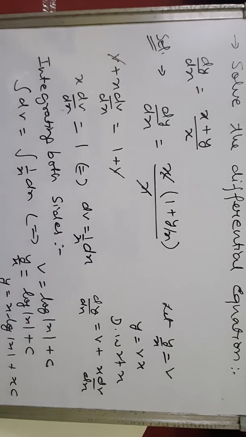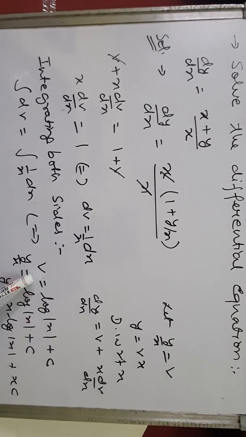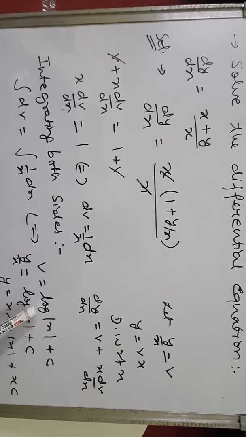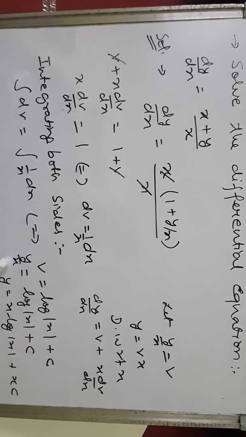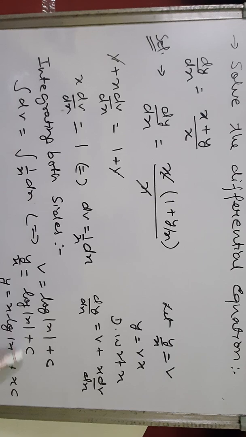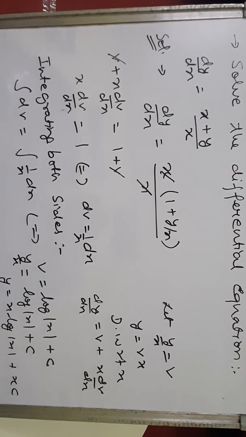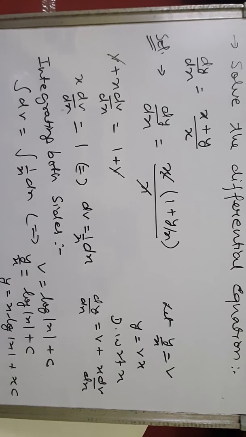So when we integrate 1 with respect to v, we'll get v equals log|x| + c. So when we substitute the value of v, that is y/x equals log|x| + c, or we can multiply by x, then we can get y equals x log x + cx, right? Note down the solution please.